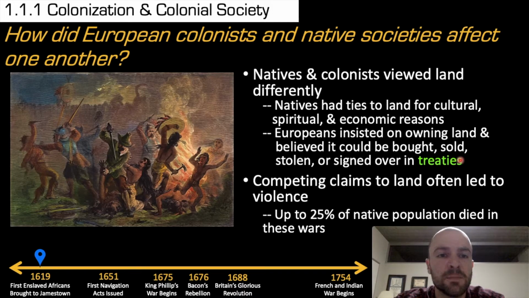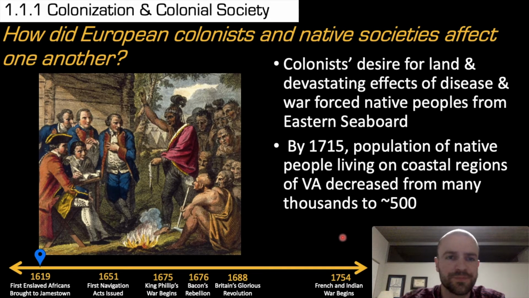But the natives didn't view the land that way. They viewed the land as something that had provided them with the resources they needed to survive. Most native groups weren't under the impression that they owned the land, but rather that they would take care of the land that their ancestors had lived on for many, many years, and the land would take care of them. Competing claims to land often led to violence. Up to 25% of native populations died in these wars with colonists.